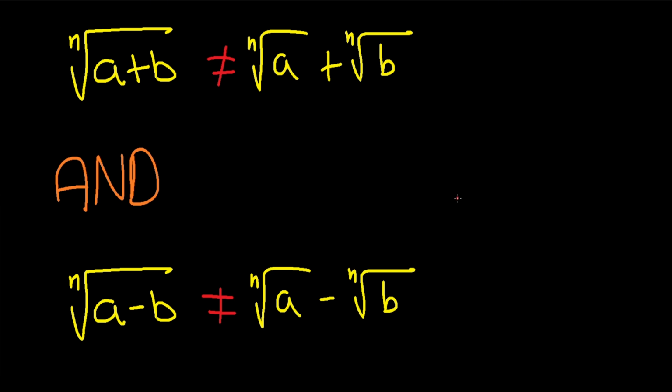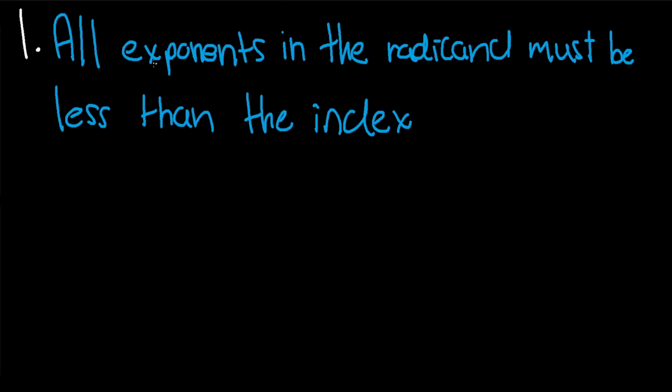Next, we're going to be simplifying radicals, and so we should quickly define the simplified radical form. A radical is said to be simplified if each of the following are true. First, all exponents in the radicand must be less than the index. So for example, if we have the third root of x to the power of 5, this is not simplified since 5 is greater than 3, where 5 is the exponent and 3 is the index.